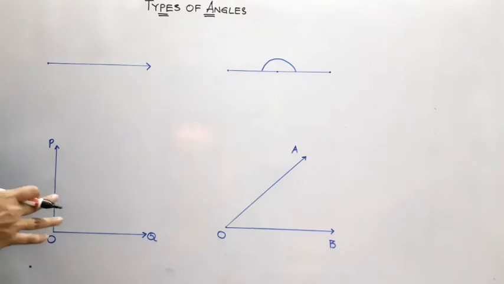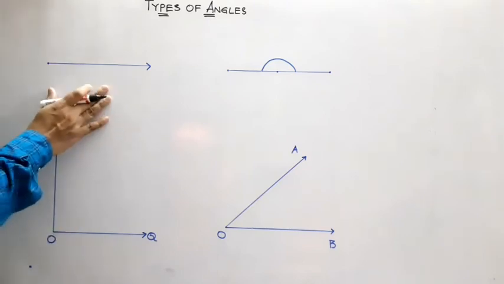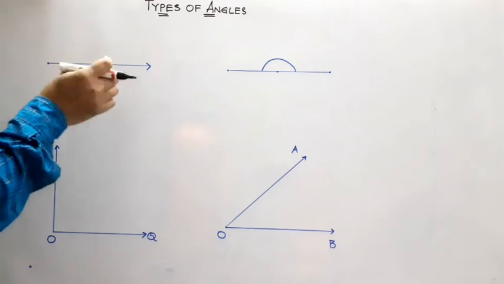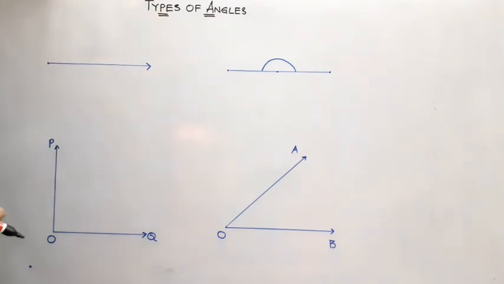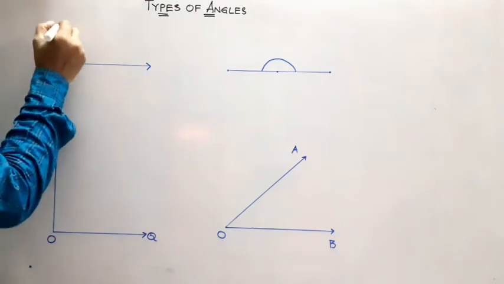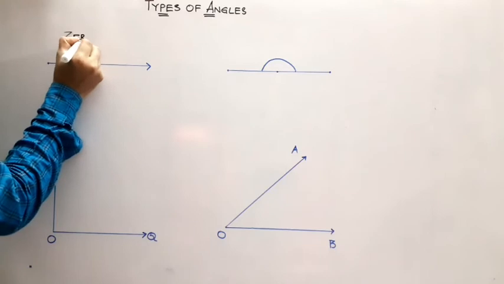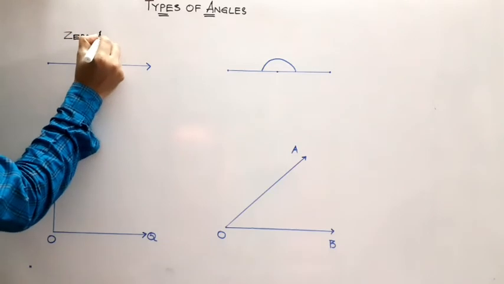Look at the explanation. So there exists a variety of angles in mathematics. Based on this, construction of roads and buildings, everything is to be done. Hence, having a firm knowledge of angles is very important. So the first one is zero angle. Okay, the first one is zero angle.